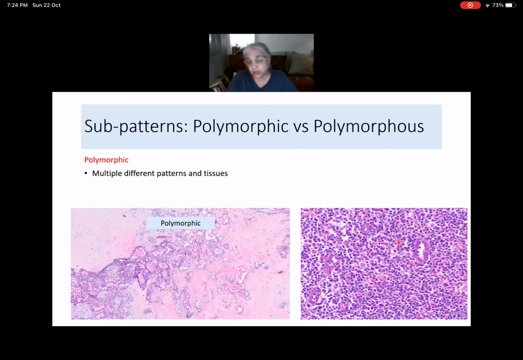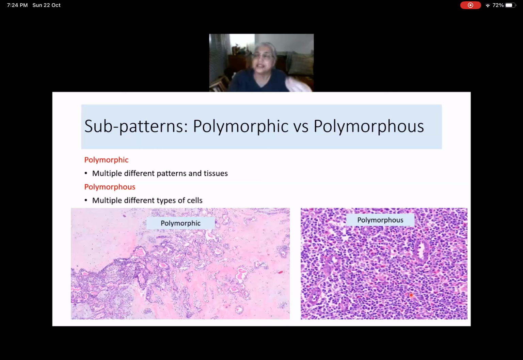There is another word that we use, and that is polymorphous. And I'm showing you this. This happens to be a Hodgkin's lymphoma. And you can see that there are eosinophils. I don't know if the big cells are here, but there are eosinophils, there are lymphocytes, there are plasma cells. So there are many different types of cells. They may be in this case in a sheet. So there is one pattern. It's a sheet, but there are many different kinds of cells that are forming that sheet. So that is what we call polymorphous.